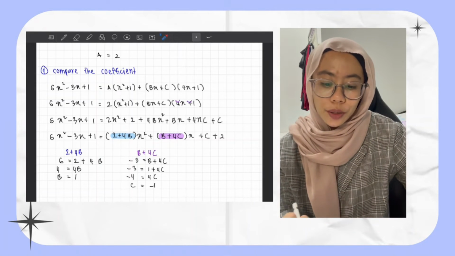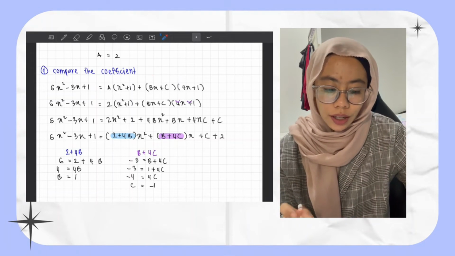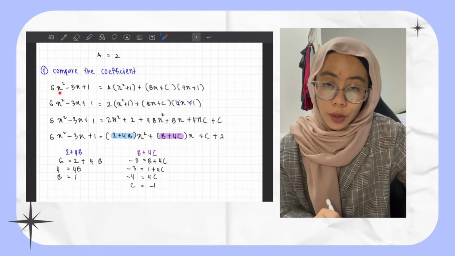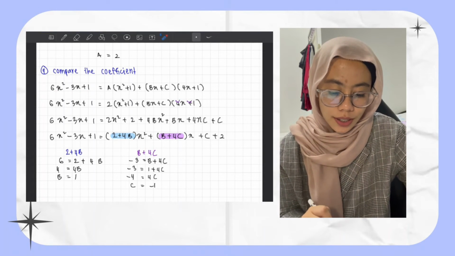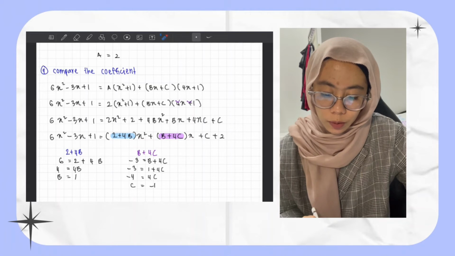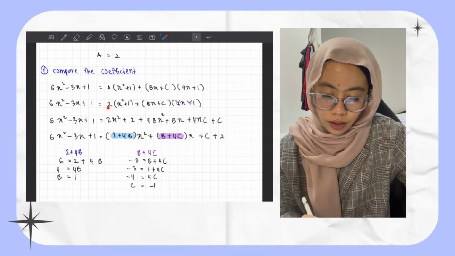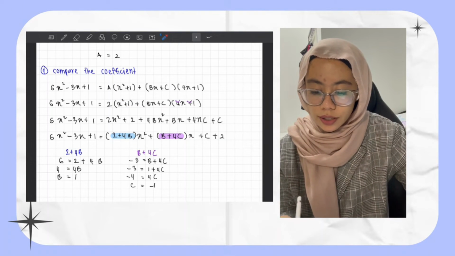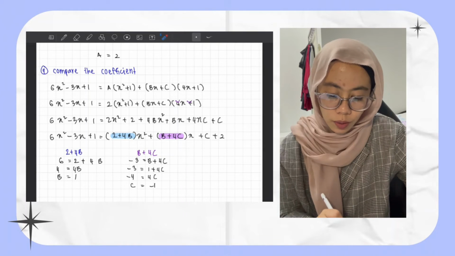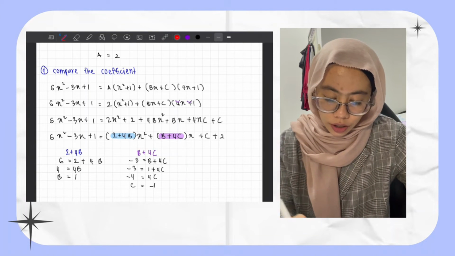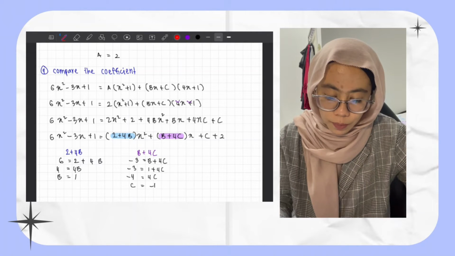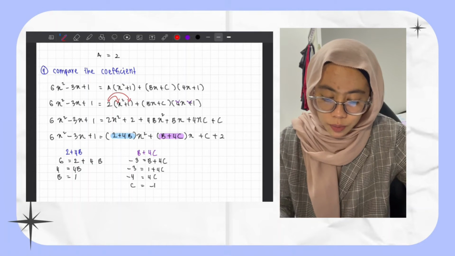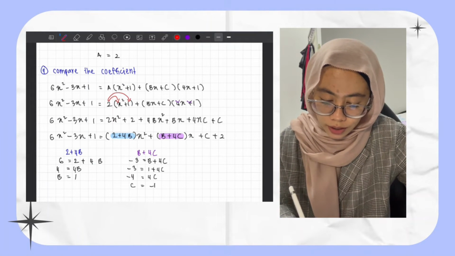The next step is to compare the coefficients. This is the original equation from step 2: 6x power 2 minus 3x plus 1 equal to 2, from the value of A, times x power 2 plus 1, plus bx plus c times 4x plus 1. So let's expand the equation here. 2 multiplied by x power of 2, and 2 multiplied by plus 1, so we get 2x power 2 plus 2.